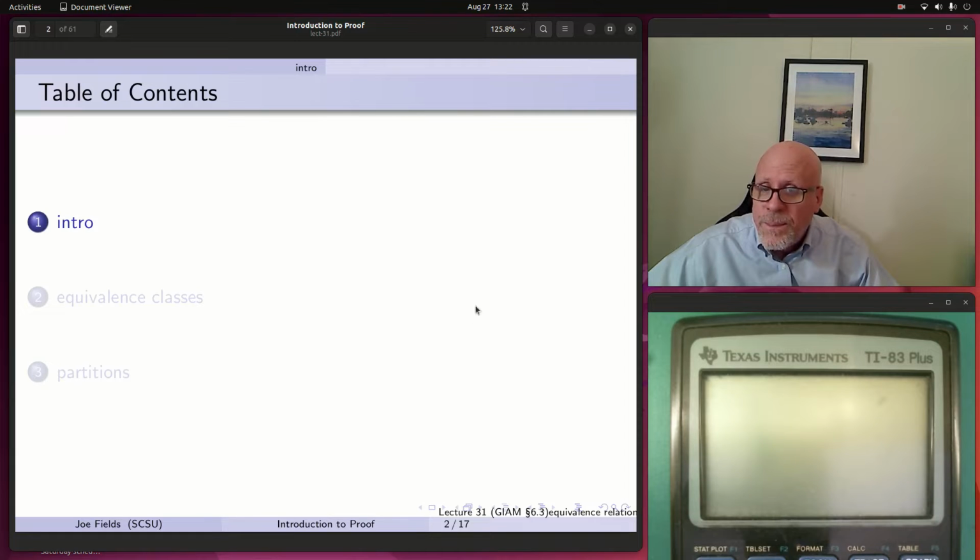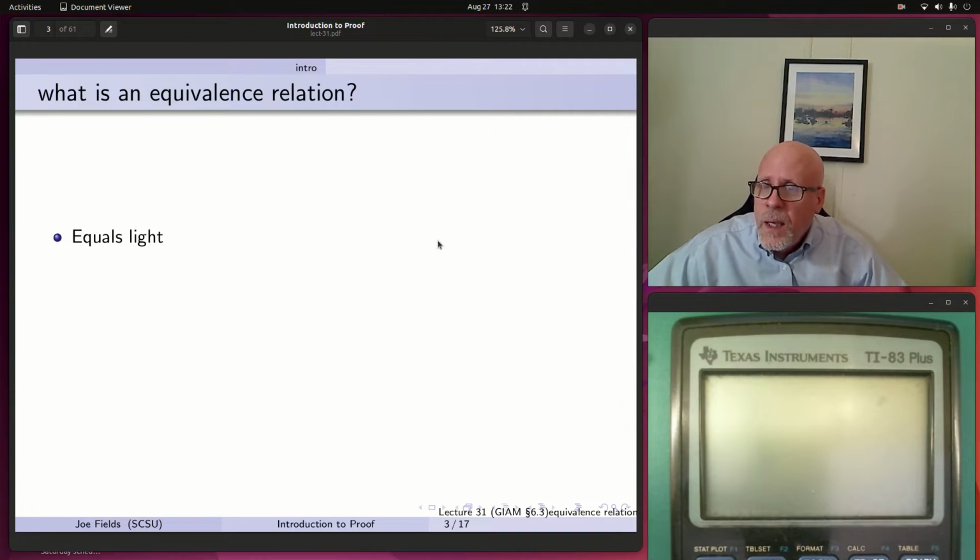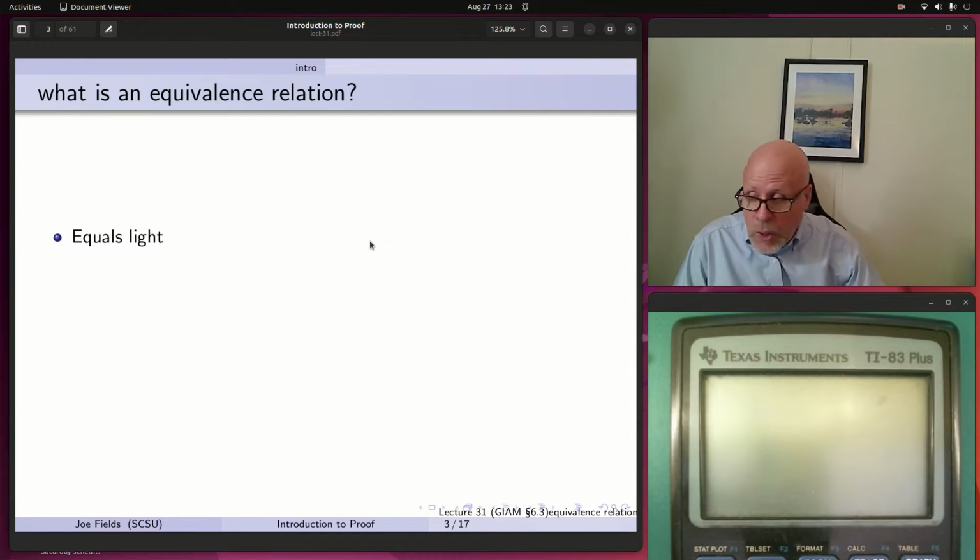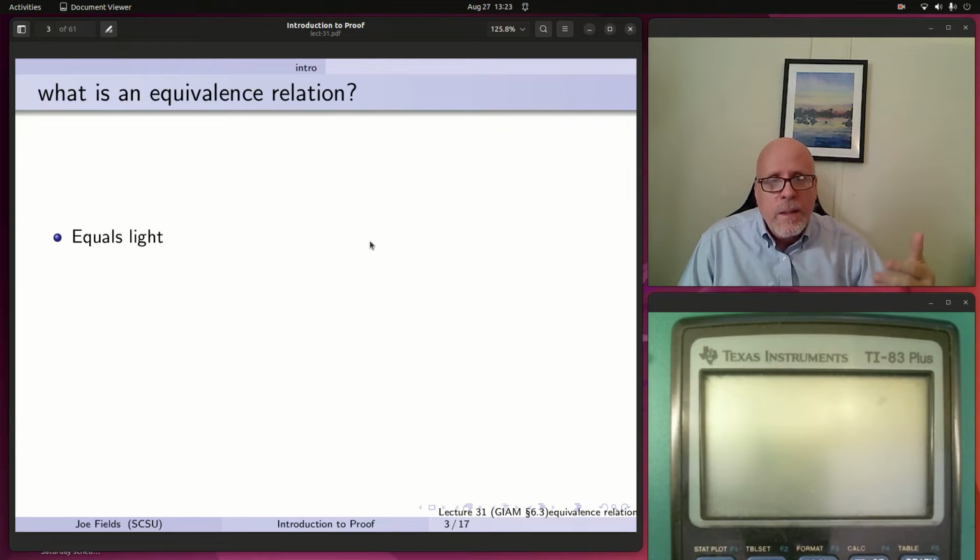I think I alluded to this before, there's a lot of machinery that comes to bear once you've shown something is an equivalence relation, or also true for ordering relations, just different machinery. Let's get going on this. A good way to think about what an equivalence relation is, is that it's kind of like equals, but a light version of equals. We don't necessarily mean things are literally equal, but with respect to some standard, they can be thought of as equal.